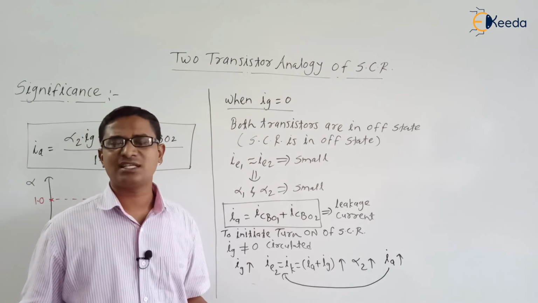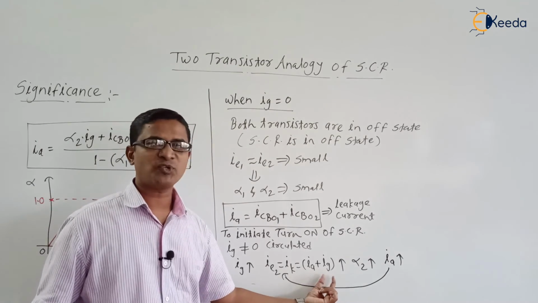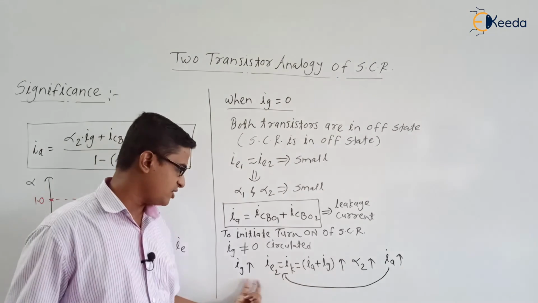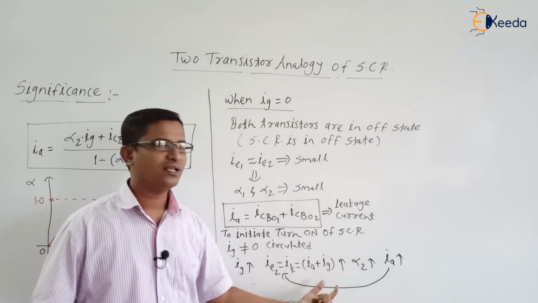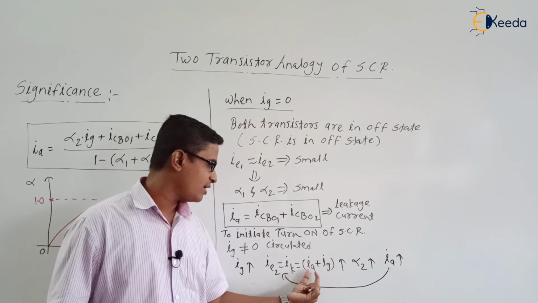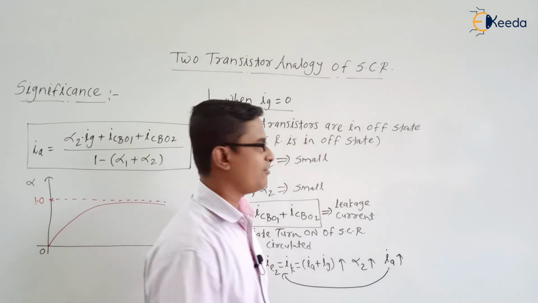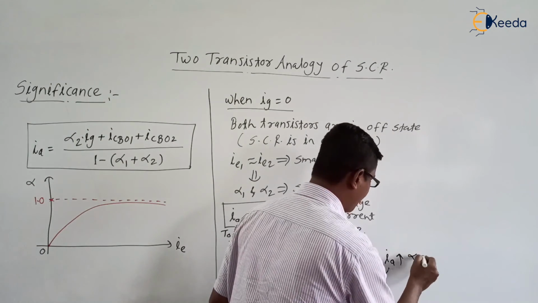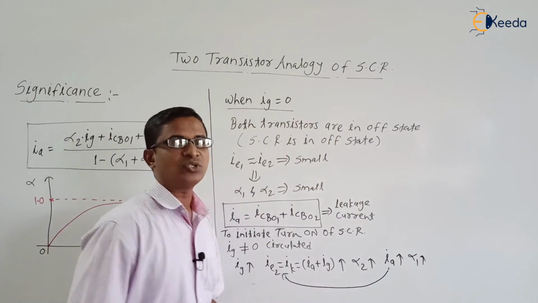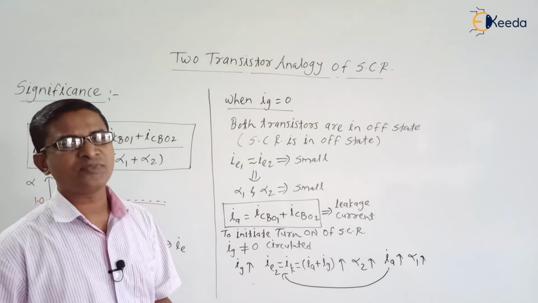Ie2 or Ik is nothing but Ia plus Ig. Suppose we have kept Ig the same, constant, only a small current. So Ia increases means Ia plus Ig, that is Ie2, increases. Again Ia increases means alpha 1 also increased. So this is a continuous process.